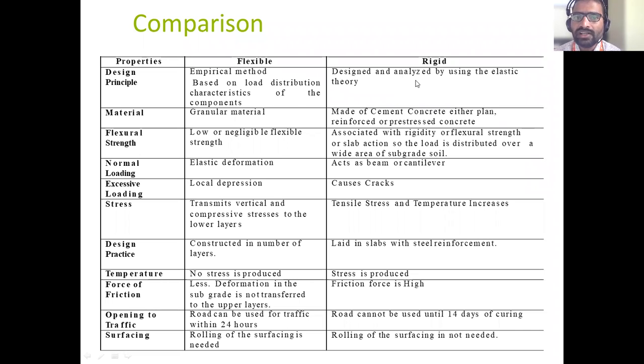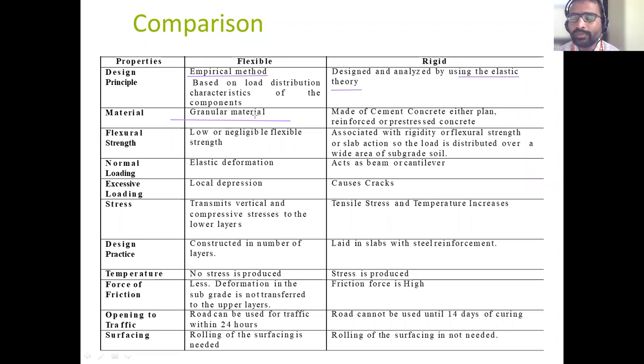In rigid pavement, it is designed and analyzed using elastic theory. Elastic theory is used here. Rigid pavement में कौन सा principle है? Elastic theory. And the design principle in case of flexible is the empirical method. Okay. Materials. What are the materials used in flexible pavement?